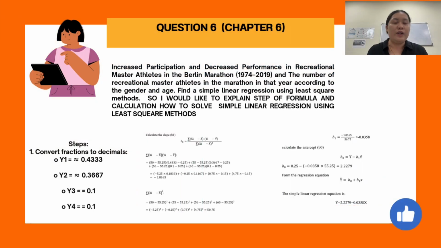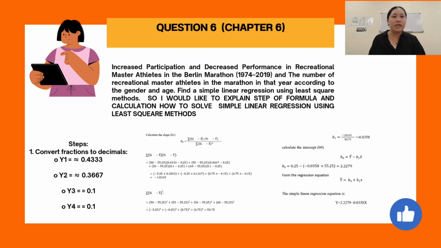Okay, for question 6: increased participation and decreased performance in recreational master athletes in the Berlin Marathon 1974 to 2019, and the number of recreational master athletes in the marathon in that year according to gender and age. Find a simple linear regression using the least squares method.